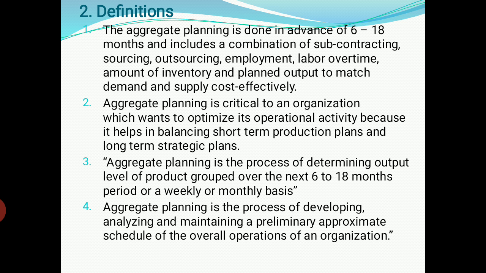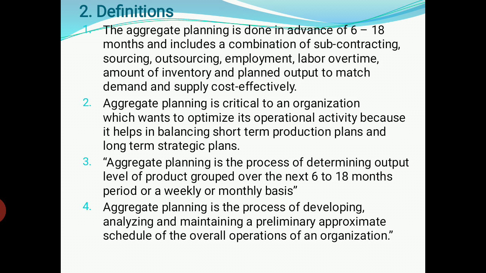Next, aggregate planning is critical to an organization which wants to optimize, means maximize, its operational activity, because it helps in balancing short-term production plans and long-term strategic plans. Aggregate planning is also the process of determining the output level of the product grouped over the next 6 to 18 months, or on a weekly or monthly basis. For a short period of time, when we want to plan anything, through aggregate planning we can have the best results.